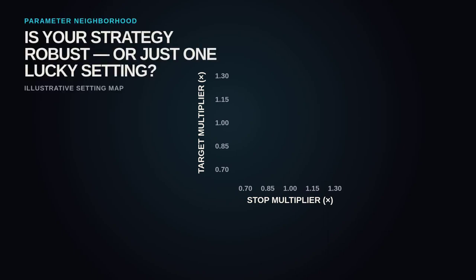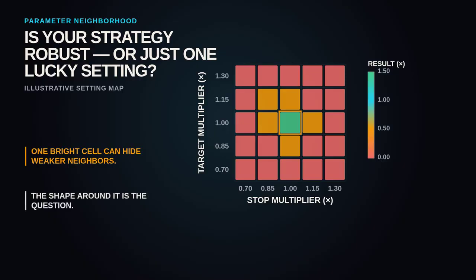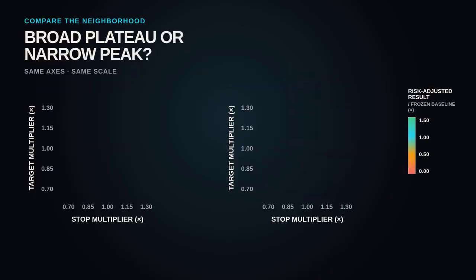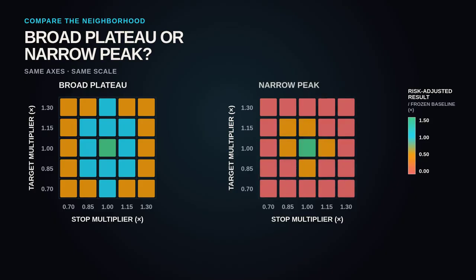Is your trading strategy robust or just one lucky setting? A backtest can look excellent because one stop, target, or entry rule happens to flatter one market window. Move that setting slightly, and profit may shrink while drawdown worsens. If only the exact recipe works, you may have tuned to noise instead of finding a durable relationship.